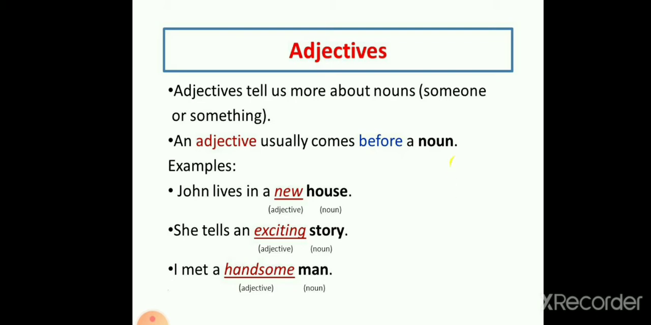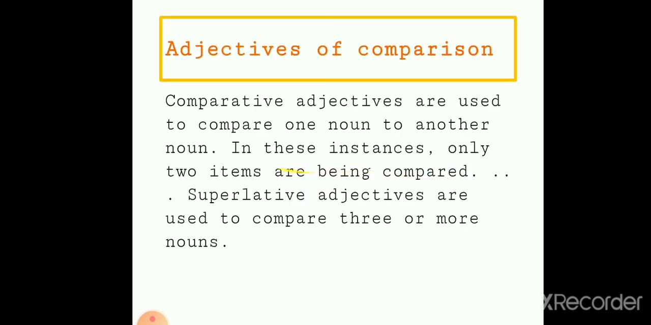She tells an exciting story. Exciting is an adjective. Story is a noun. I met a handsome man. Handsome is an adjective. Understood, children? You all got the idea of how adjectives are identified. Now we will look into the comparisons of it, children.